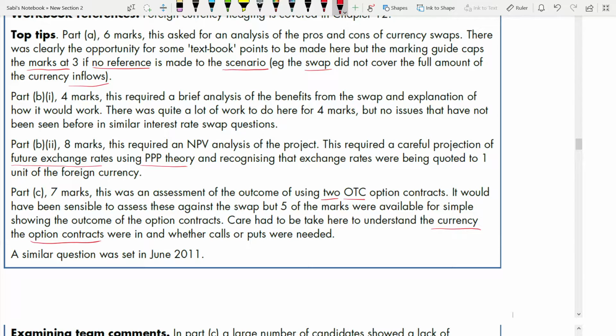A similar question was set in June 2011. You can see this in your revision kit. Whenever you come across June 2011, that will be 611. So please try to attempt that question also. Maybe you'll get a similar question like this.